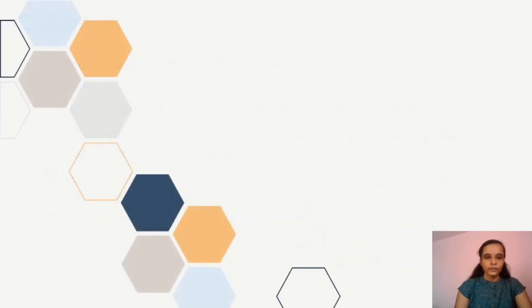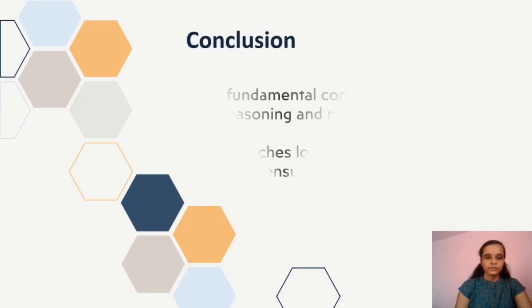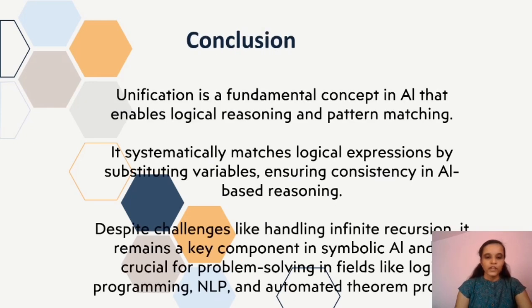So, conclusion, to wrap up: unification is much more than a mathematical process. It's the language of reasoning in AI. By finding the right substitutions, AI systems can match patterns, prove theorems, and even interpret human language meaningfully. Although it has its computational challenges, unification remains one of the core pillars of symbolic AI and continues to influence research in logic programming, theorem proving, and natural language understanding. Thank you.